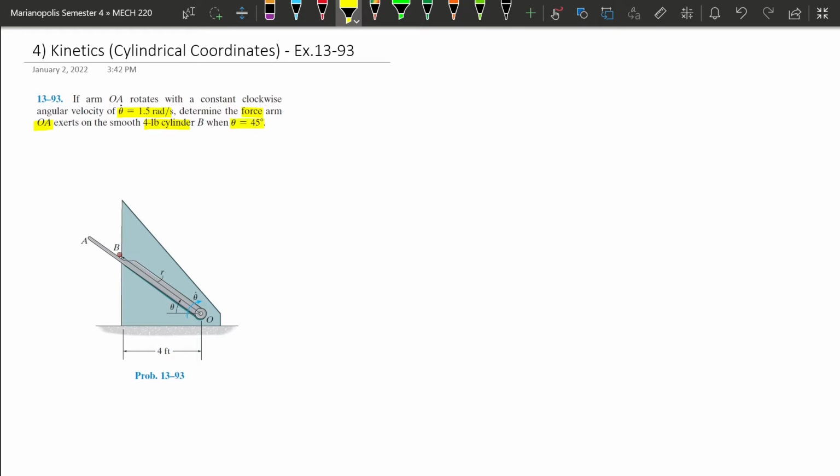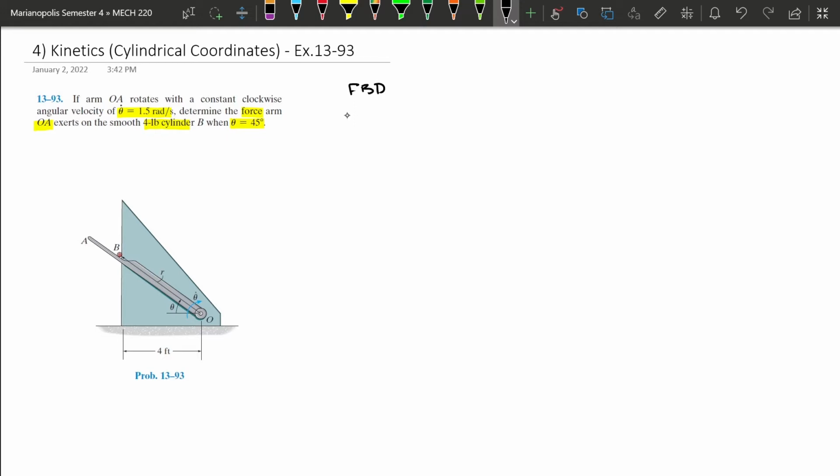45 degrees. Alright, so here I said it's cylindrical coordinates, but it's a 2D problem, so there's actually no z component. So we could just say they're polar coordinates, right? Because we just have an r and a theta, no z. So the first step with like every kinetics problem, I say, is to do a free body diagram.